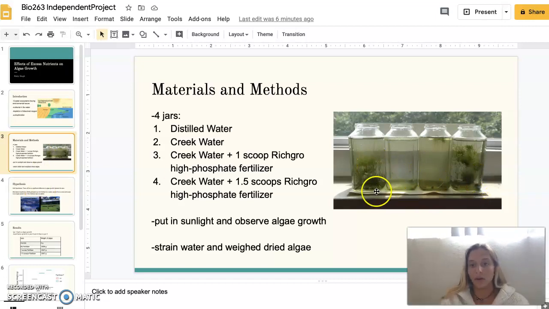And this is a photo of basically what my experiment looked like, but I didn't take a picture of them all next to each other, so I found this one online, and it's pretty much what mine looked like, except it didn't have all this grass in it.